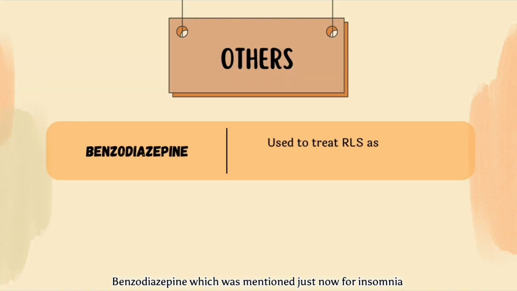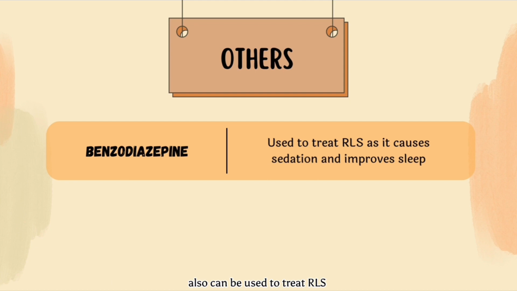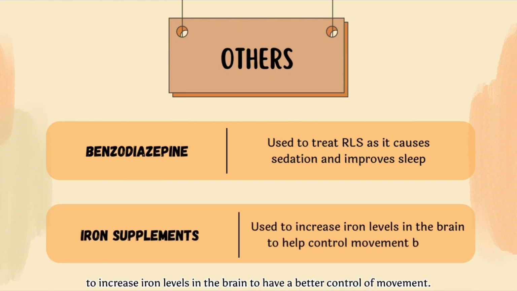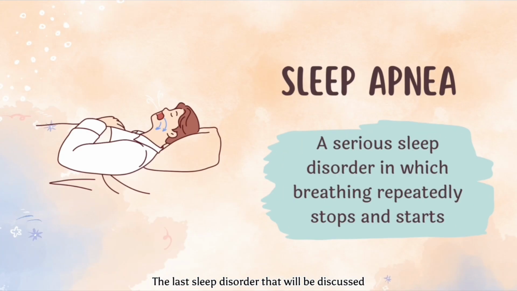Benzodiazepine, which was mentioned just now for insomnia, can also be used to treat RLS as it causes sedation and improves sleep. Iron supplement can also be used to increase iron levels in the brain to have a better control of movement. The last sleep disorder that will be discussed in this video is sleep apnea.